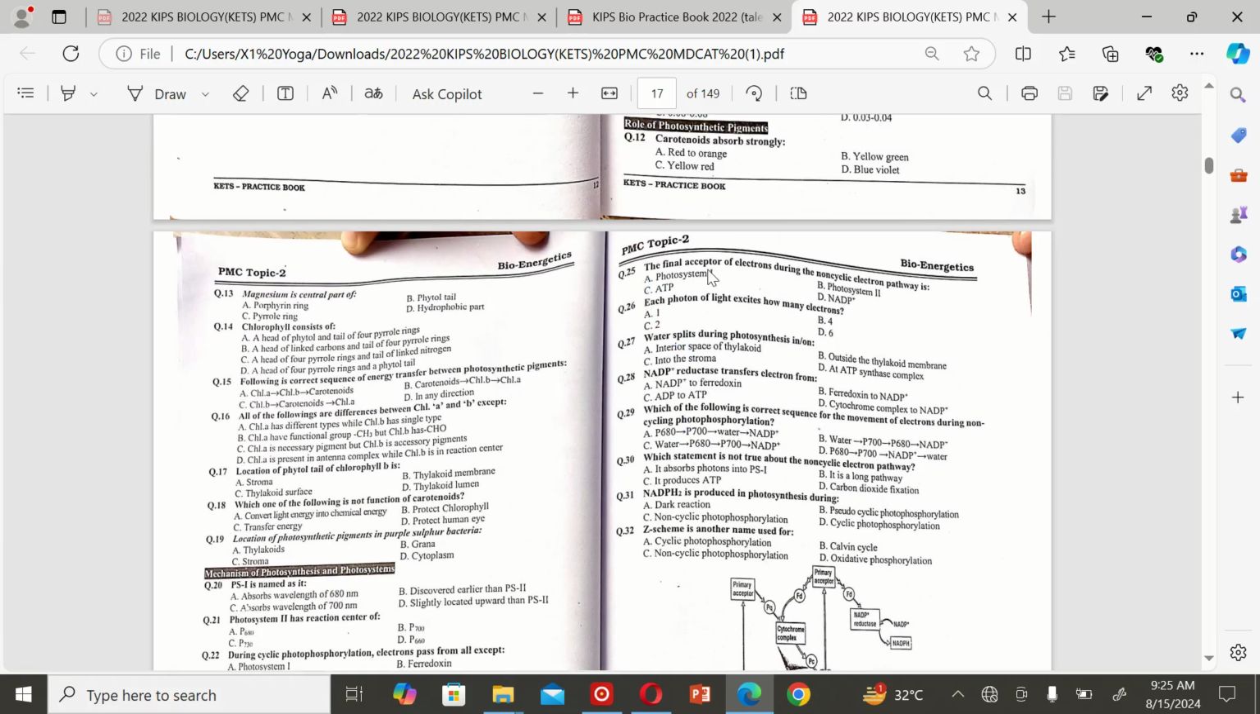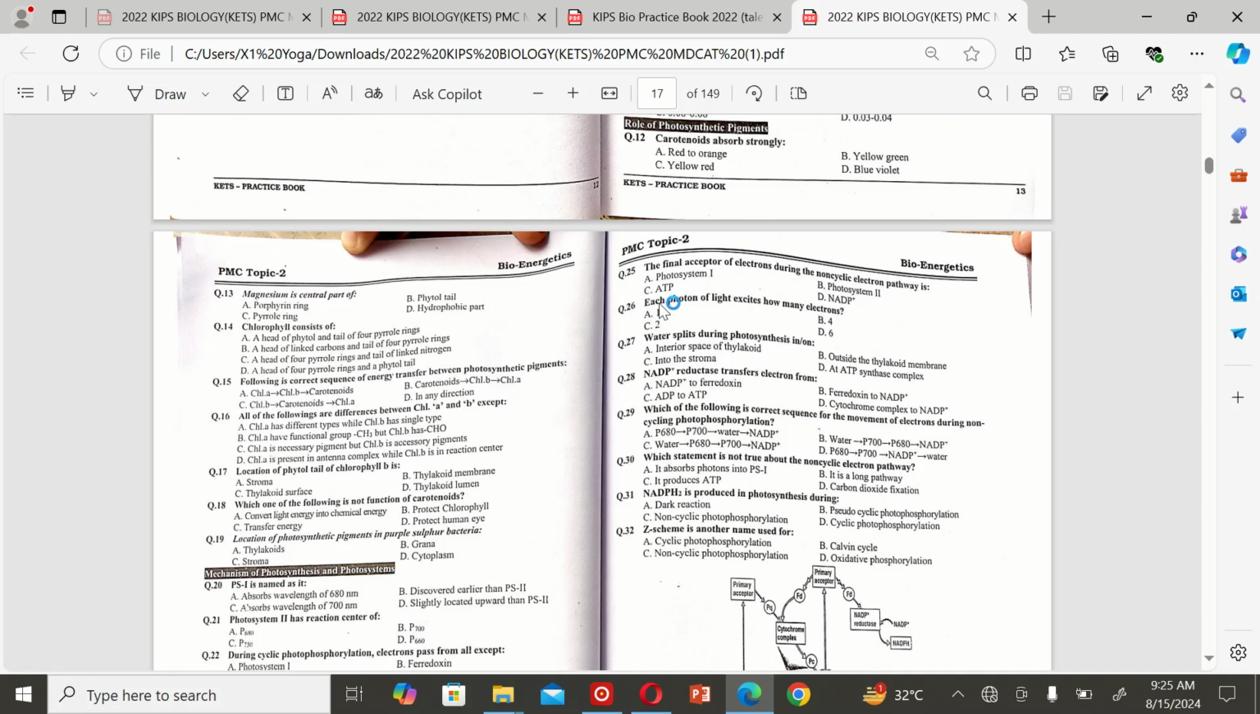The next MCQ is: the final acceptor of electrons during the non-cyclic electron pathway is A. Photosystem 1, B. Photosystem 2, C. ATP, and D. NADP plus. So the correct option is D.